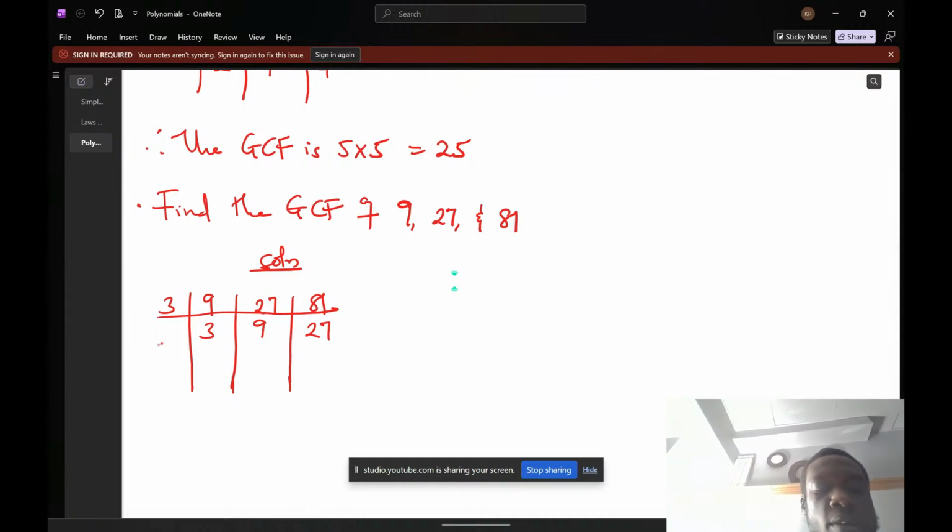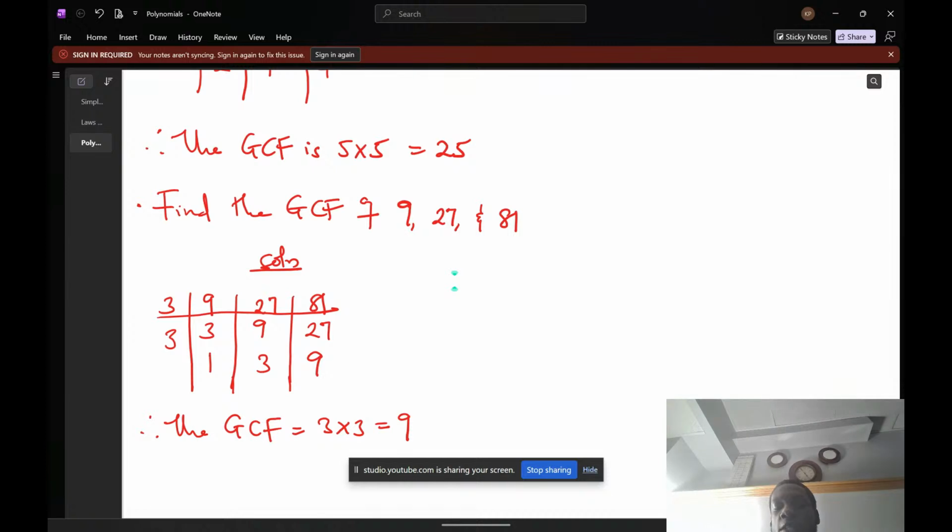Okay, now let's divide by 3 again. 3 divided by 3 is 1. 9 divided by 3 is 3. 27 divided by 3 is 9. So because one of the numbers has already gotten to 1, we are going to stop here. So therefore, the GCF is equal to 3 times 3, which is equal to 9. Okay, so that's it for that.